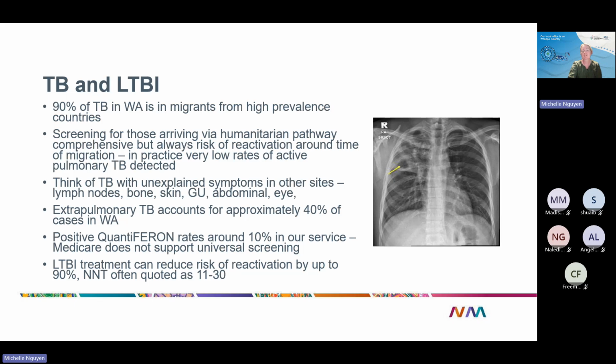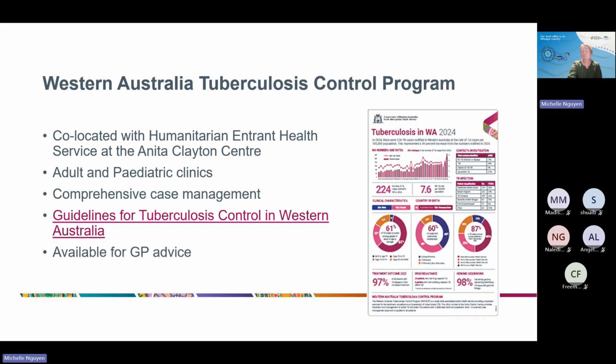Latent tuberculosis infection treatment can reduce risk of reactivation by up to 90%. So the numbers needed to treat there are often quoted as 11 to 30. So we do refer everybody with a positive quantiferon with their consent to the WA tuberculosis control programme. So they are co-located with us at the Anita Clayton Centre, which is really convenient for us and for our clients. They run adult and paediatric clinics and really provide comprehensive case management for cases.